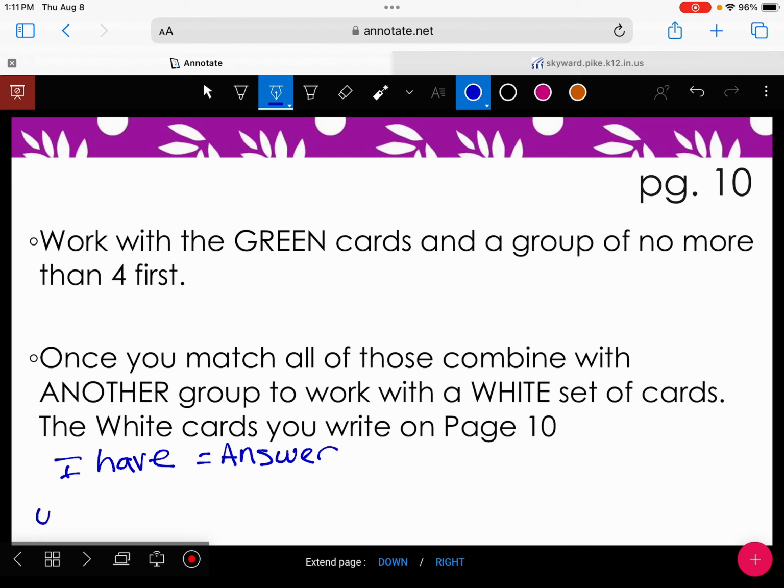So at the bottom, it has a who has. And that's your question. So what you're going to do is one person's going to start, and they're only going to read their who has. So, for example, this one says, who has the product of 7 and a number? And whoever has that as their answer is going to say, I have, whatever that answer is. And then it's going to be who has the next thing. So it works as a chain. So it'll connect back up, and if you did it right, the last person's question should match the first person's answer.